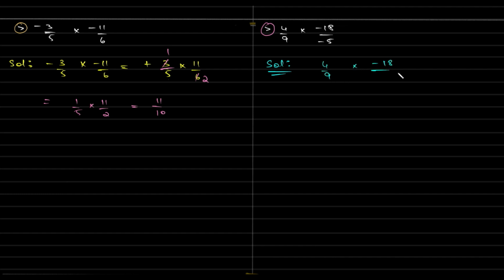As you can see, the number of steps is reducing as and when we learn more tricks. So negative and negative is positive. 4 by 9 into 18 by 5. So here 9 and 18 have 9 as the HCF. So 9 1s are 9, 9 2s are 18. So your question turns out to be 4 by 1 into 2 by 5, and 4 2s are 8, 1 5s is 5, and that is your answer.